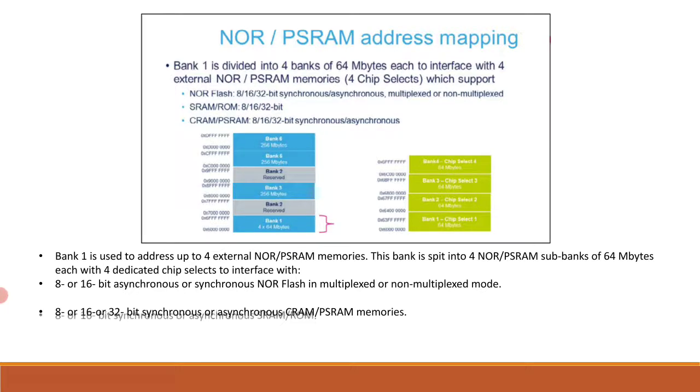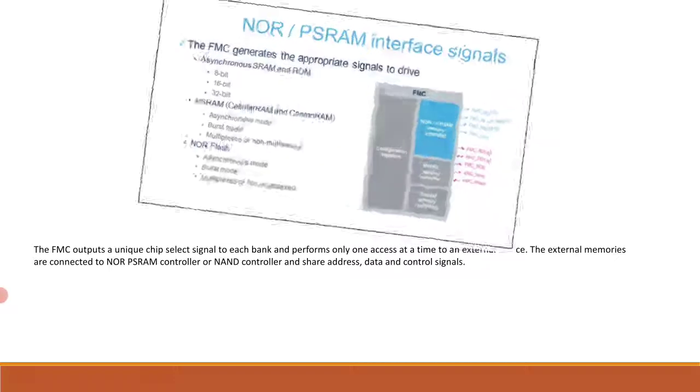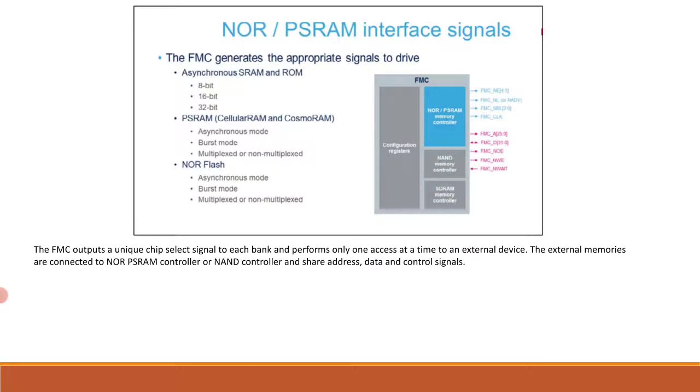So, NOR or PSRAM interface signals. FMC outputs a unique chip select signal to each bank and performs only one access at a time to an external device. The external memories are connected to the NOR PSRAM controller or NAND controller and share address, data and control signals. You can see this in this figure.